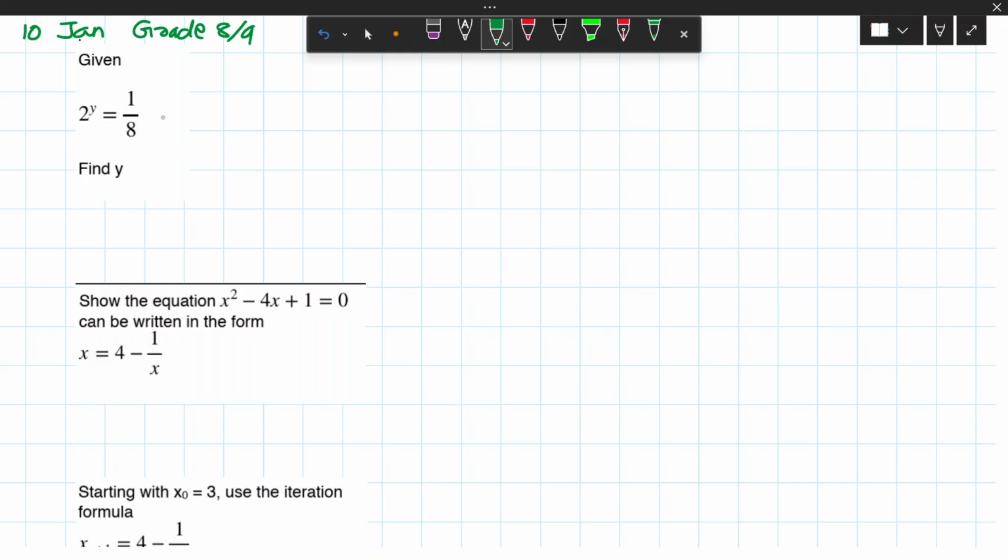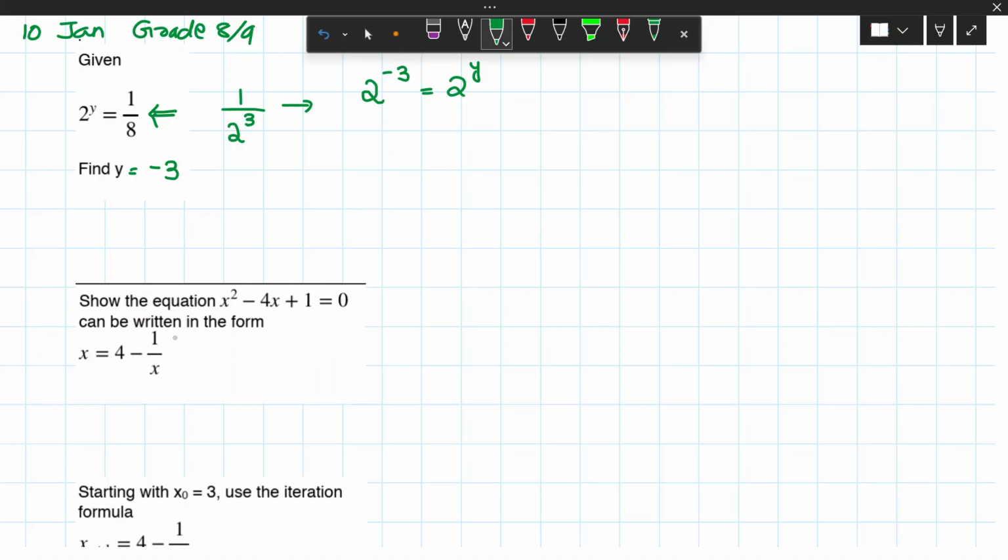First question says 2 to the power of y is 1 over 8, find y. So obviously we've got to change the fraction 1 over 8 as a power of 2. Now the first thing that we can do is 1 over 8 is 1 over 2 to the power of 3, and because 2 to the power of 3 is in the denominator, we could write that as 2 to the power of minus 3. So 2 to the power of y is in fact 2 to the power of minus 3, which means y is equal to minus 3.